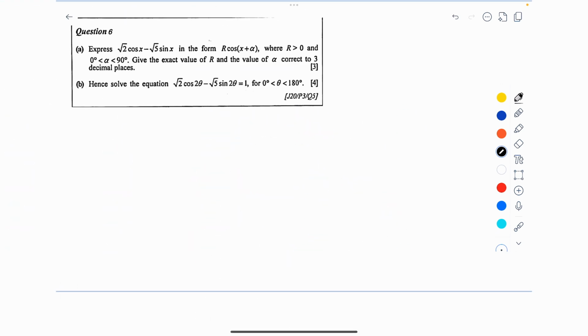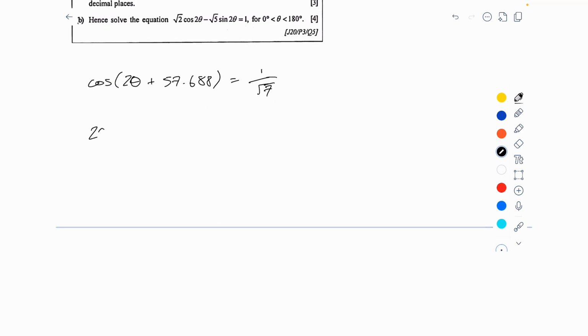Alright guys, now for question 6, we're going to jump straight into B, and specifically into the second half of B, because we've already worked out this question before in previous videos. We're going to go from cos of 2 theta plus 57.688 degrees is equal to 1 over root 7, right? So, perfect. Now, very simple from here.